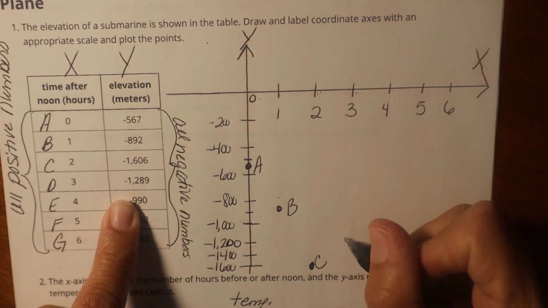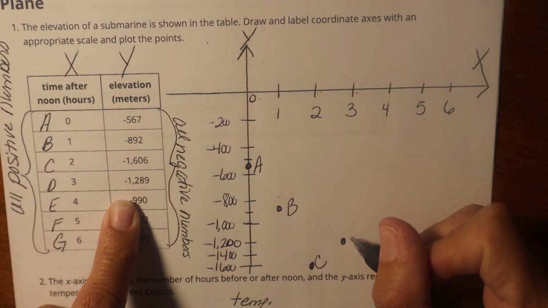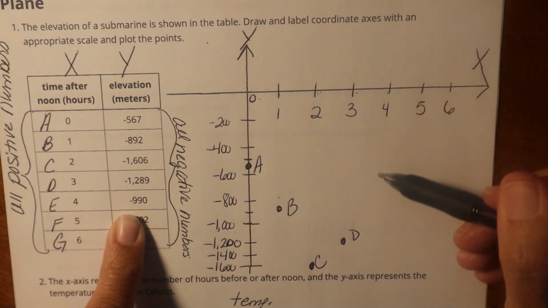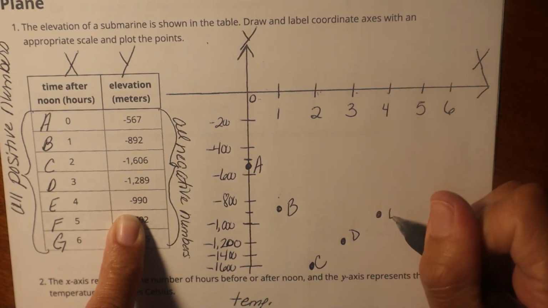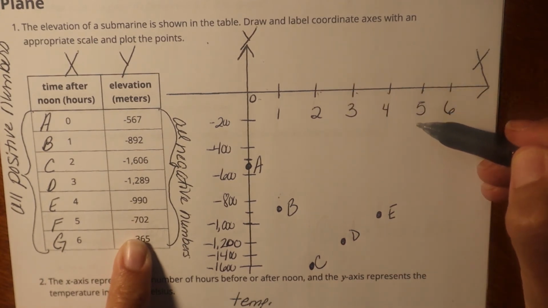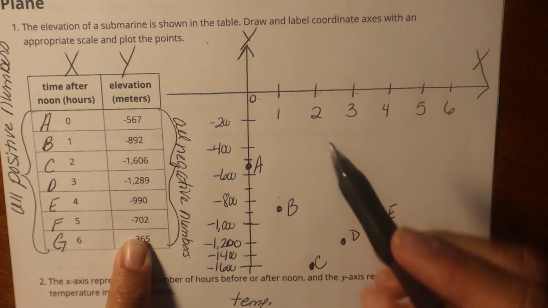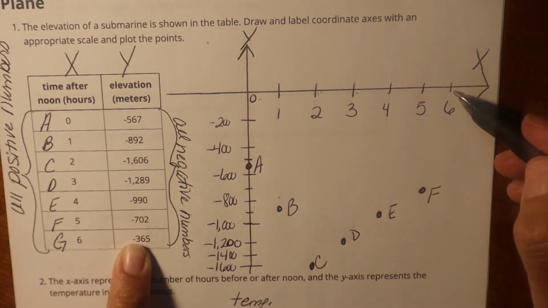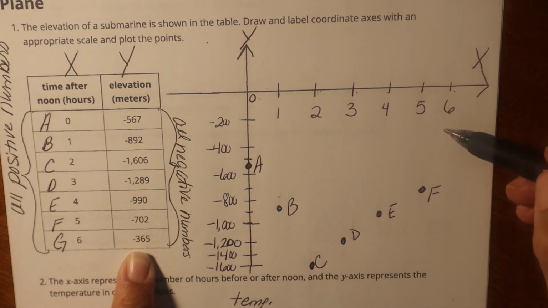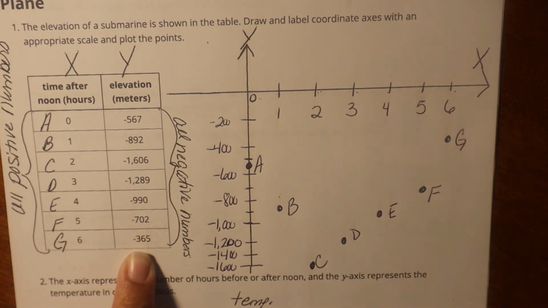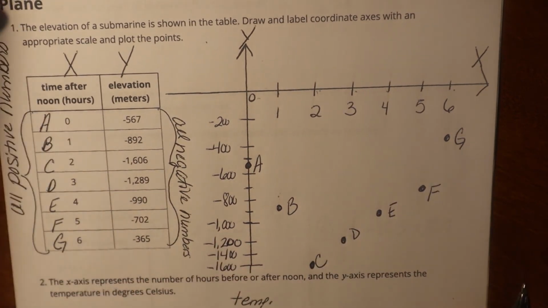D is at the 3 p.m., down to 1200 and just a little bit over because it's 1289. That's D. 4 p.m., I'm at negative 990, so just above that 1000. E. F, I'm over at the 5 p.m. Negative 700. So obviously 700 would be right between my 600 and 800, so that's going to be right around here. And at 6 p.m. I'm at negative 365. So here's my 400, just a little bit above. And this is G. That's all you had to do there. Didn't have to connect anything. Hopefully yours looked like mine.